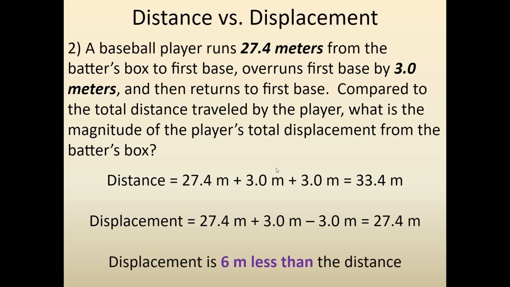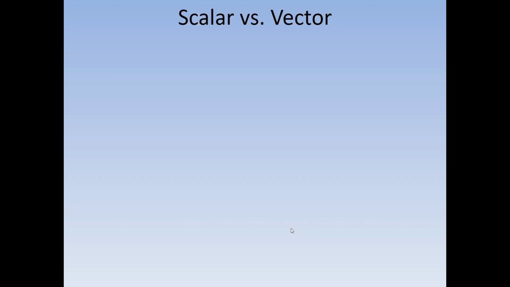So the difference between the distance and displacement is 6 meters. The displacement would be 6 meters less than the distance, and that's the actual answer here. And that's all we're going to talk about for now, just the idea of distance and displacement. Like I said, we just want to talk a little bit about that in order to lead us into the next discussion, which we'll save for in class, which is all about scalars and vectors.